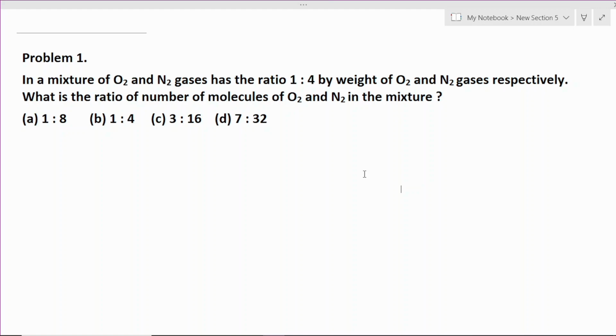So let's start. The first problem tells, a mixture of oxygen and nitrogen gases has the ratio 1:4 by weight of oxygen and nitrogen gas respectively. So we have to find out the ratio of number of molecules of oxygen and N2 in the mixture.